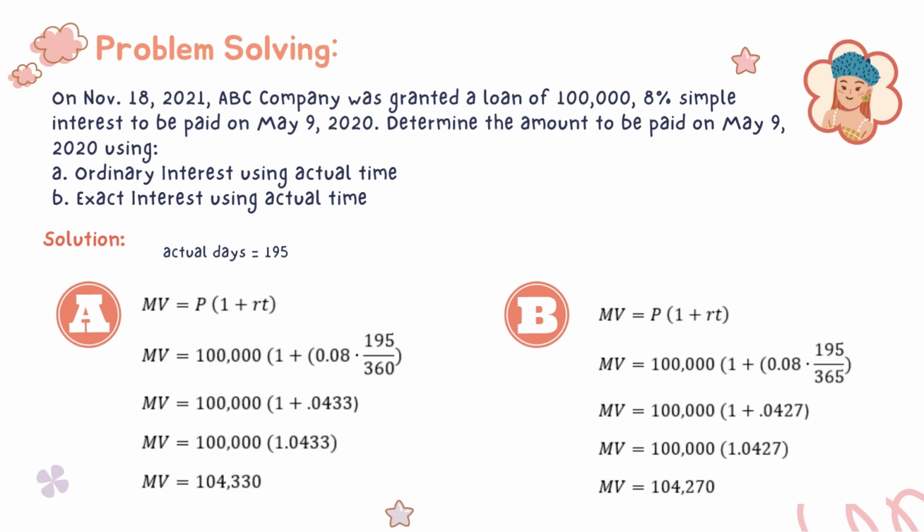Kay amo man ila nag-differ. Ordinary interest versus exact interest. Okay? So, that's why for ordinary interest, our maturity value is 104,330. And then for B, exact interest, so divided by 365, then the maturity value is 104,270.